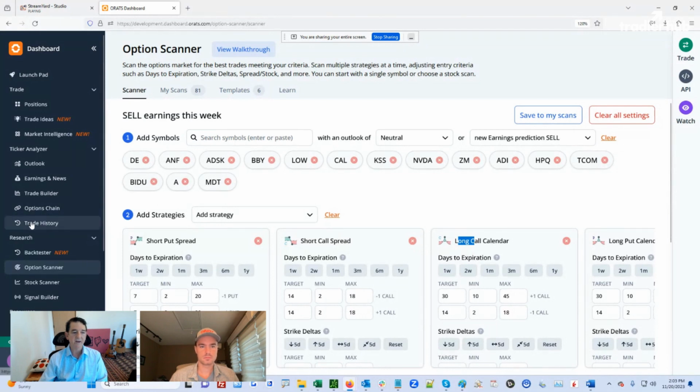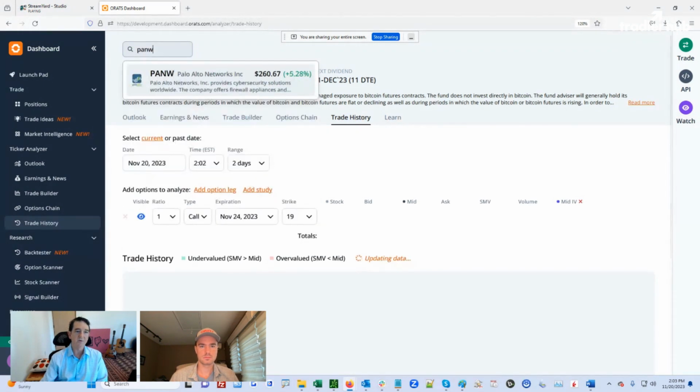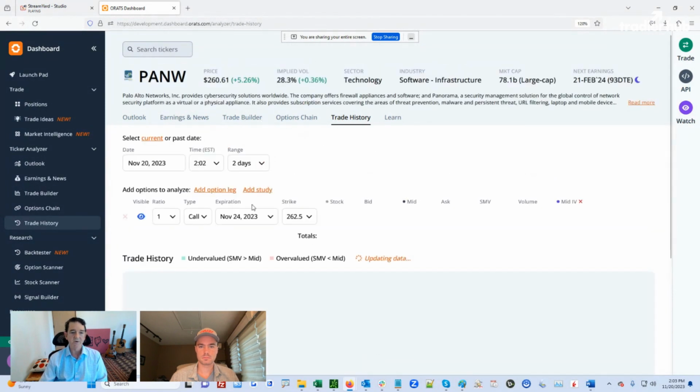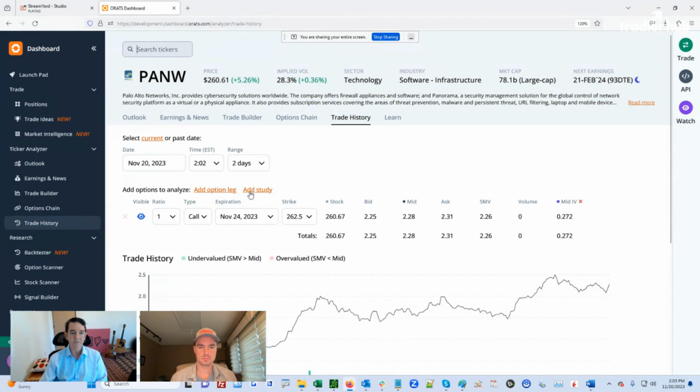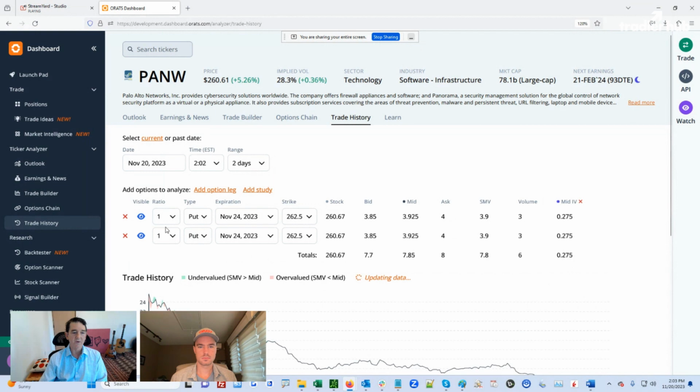So to do that, it's already expired, so we're going to go to the trade history. I'll show you how to set this up. So we're going to go to PANW, that's Palo Alto Networks. We're in trade history. We did a put calendar spread. So we're going to add an option leg. It was puts, so we're going to do puts.